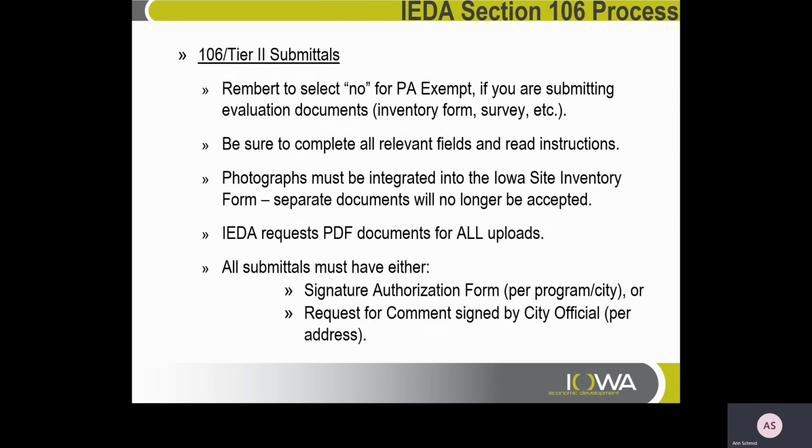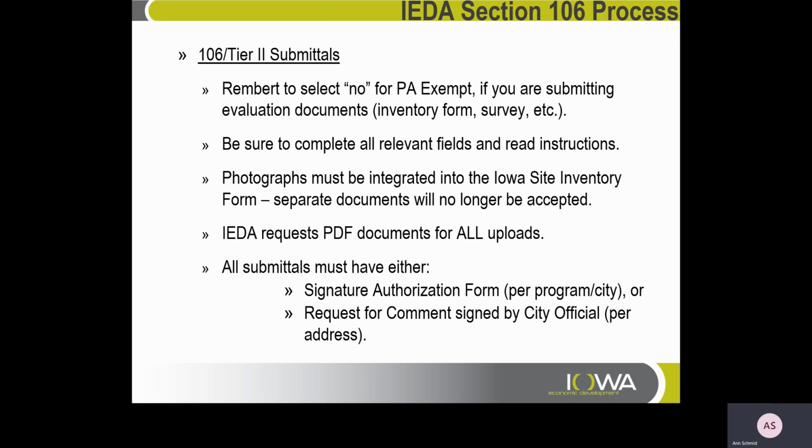For your Tier 2 submittal, remember to select No for PA exempt if you are submitting evaluation documents, inventory forms, etc. This will open up other fields for you to select your federal finding: No historic properties affected, no adverse effect. That is required to be able to approve a form. Be sure to complete all relevant fields and read the instructions.